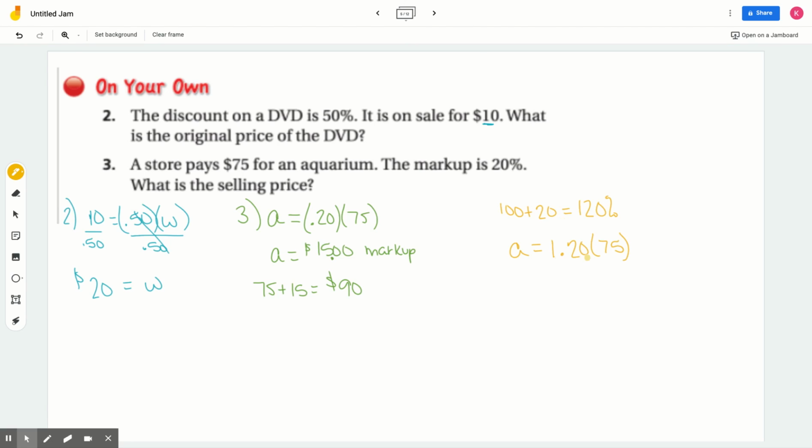As we multiply this, 1.20 times 75 is $90. So our selling price is $90. You can see that with either method that we used, the answer is still the same.